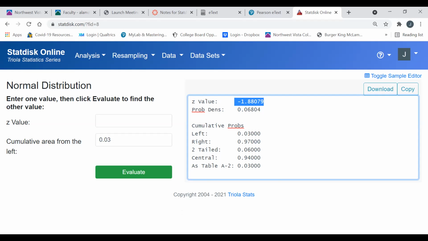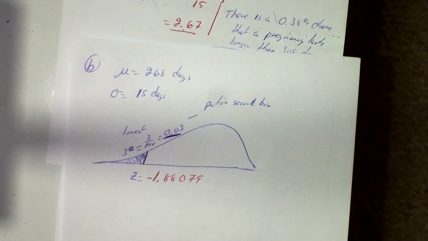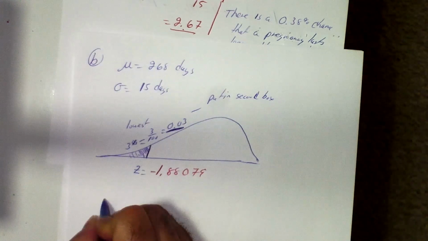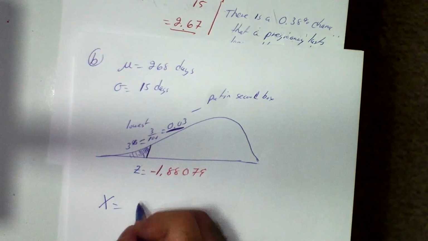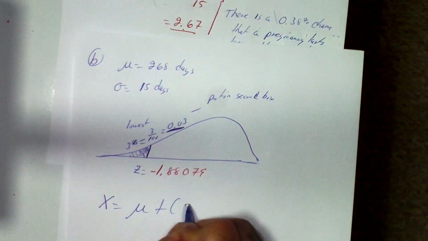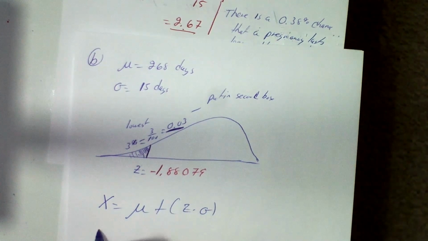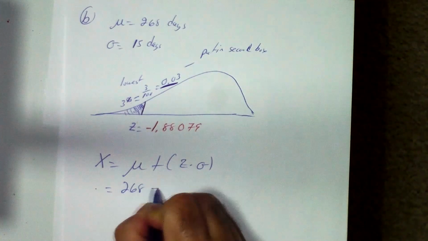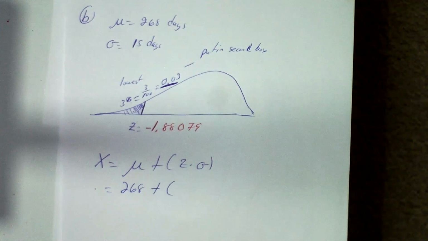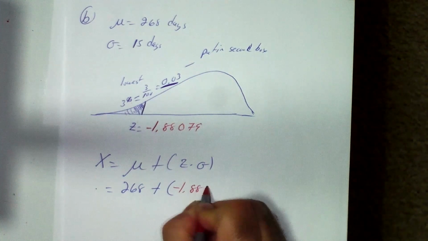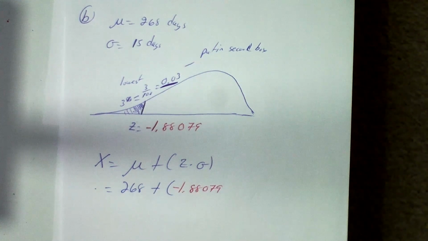All right, so I'm going to write my formula down first. Hold on, let me write it down first. Okay, so here's my formula, and I'm going to use that formula now: mu plus z times sigma. And I'm going to substitute 268 plus negative 1.88079, and we multiply it times 15.